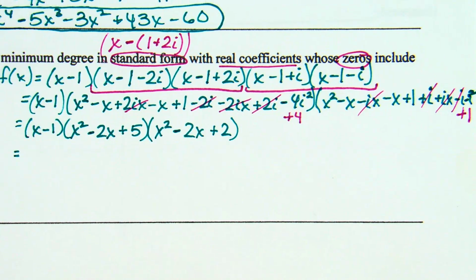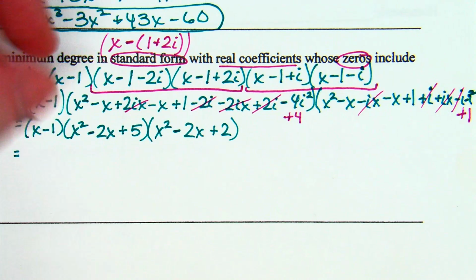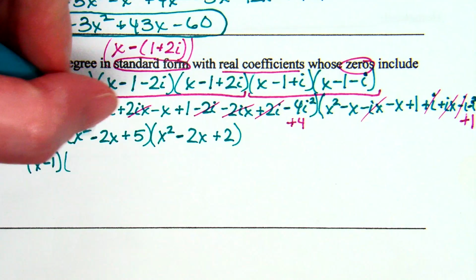X squared times x squared is x to the 4th. X squared times minus 2x, minus 2x cubed. X squared times 2, plus 2x squared. Now I'm distributing the negative 2x.